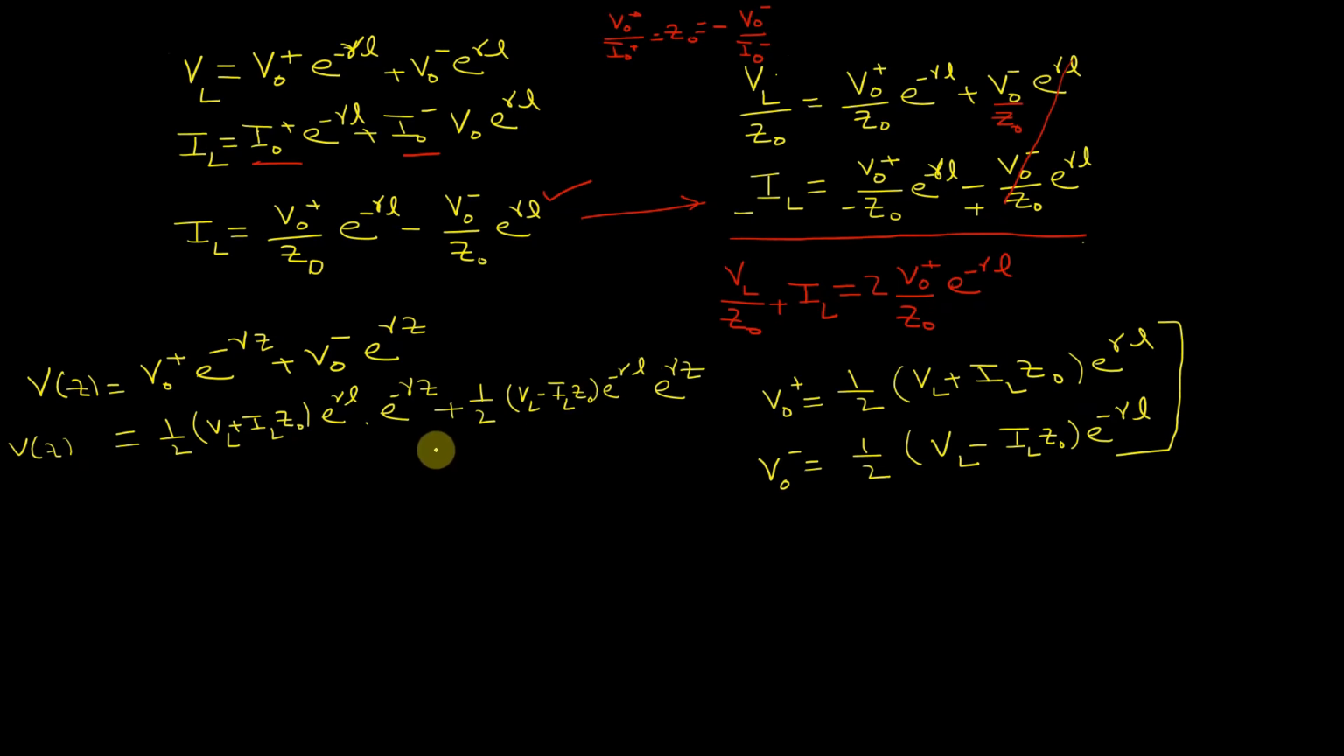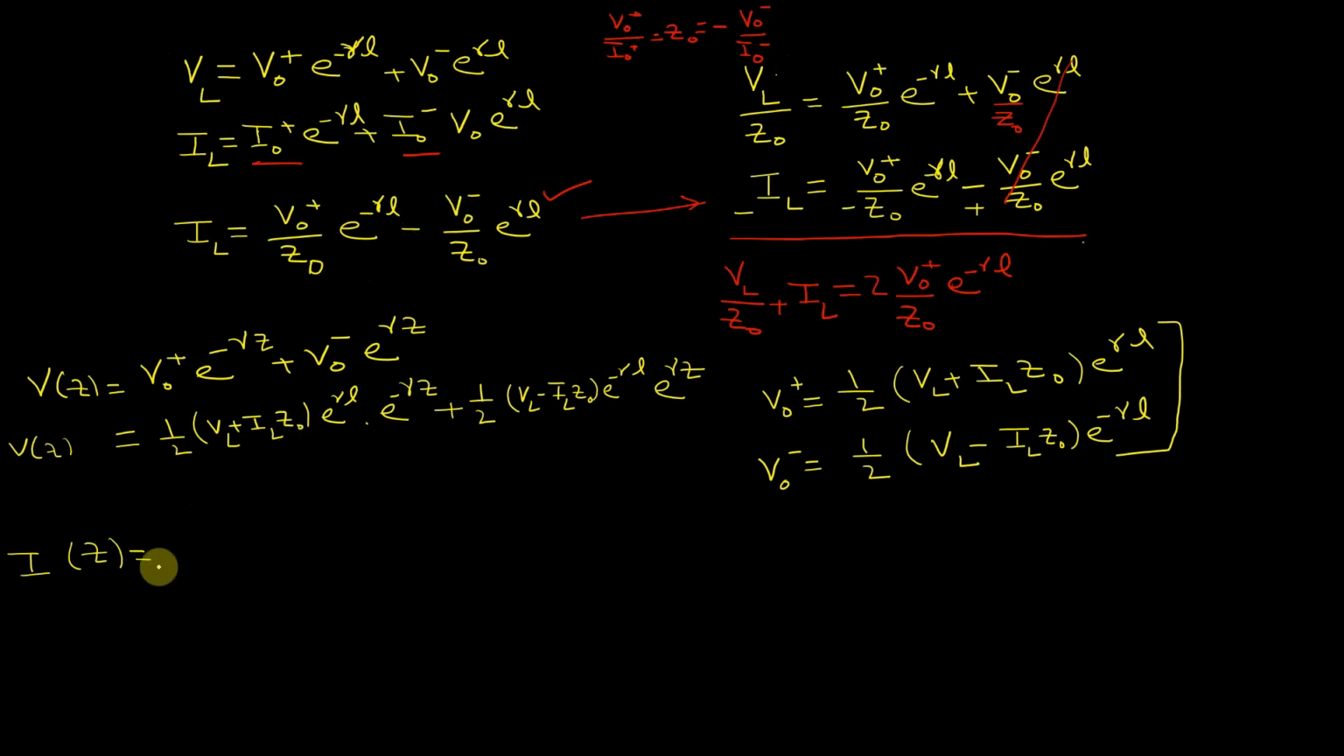Now solve it, and you will get the value of Vz. Open these brackets, cross multiply, and keep the IL term, the current term, at one place, and the VL term at another place. After solving, we will write the equations. Similarly for Iz, put the value in this equation.